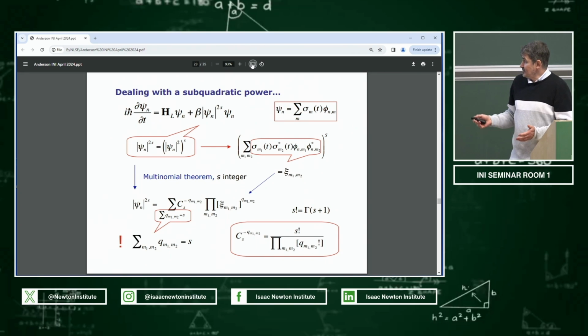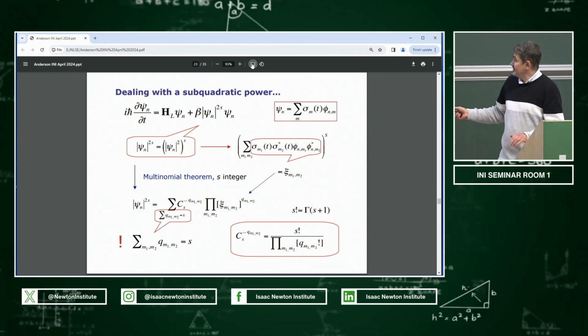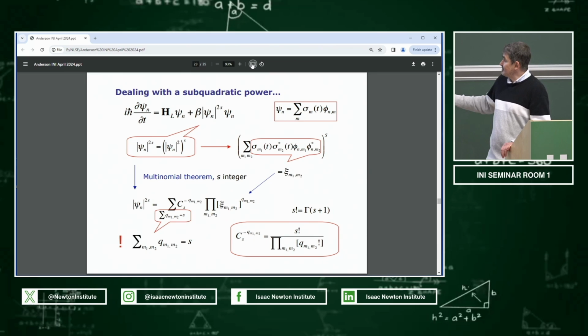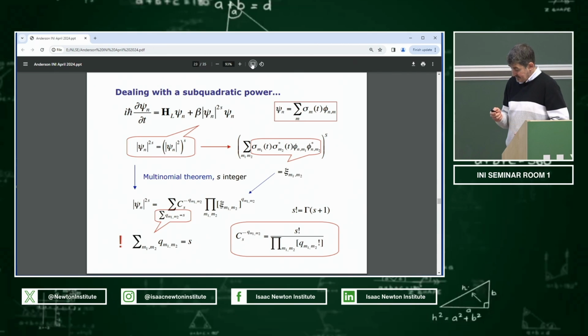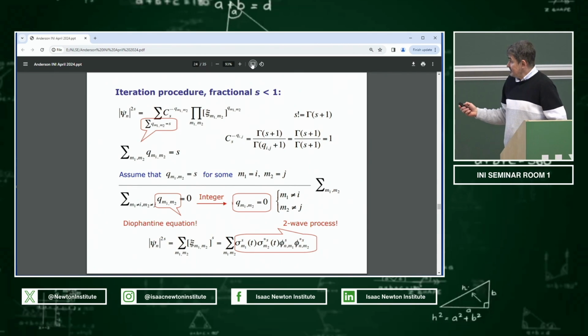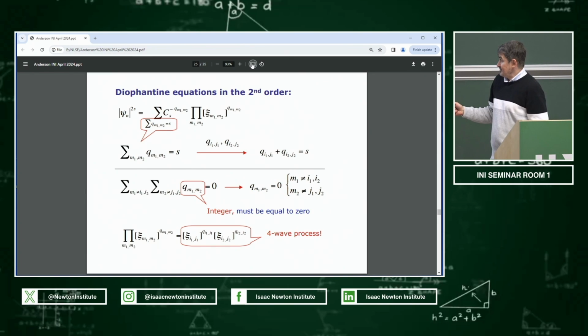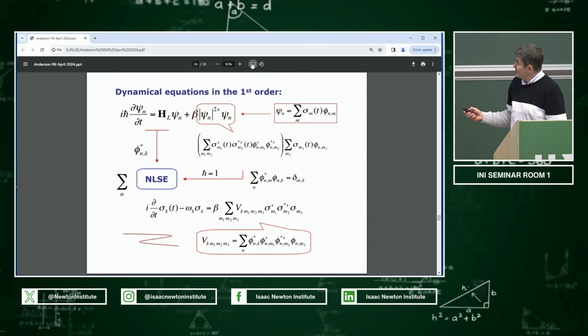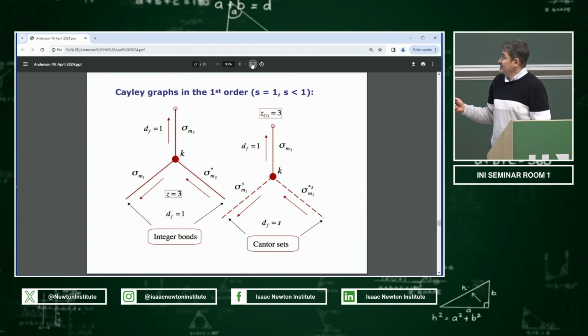The idea is to use a multinomial expansion and propose an iteration procedure: to substitute this fractional power of a series by another series, which is built through an iteration procedure up to infinity. It contains an infinite number of terms. There is some heavy mathematics through which it would be a little messy to go. But the result of this calculation is actually very funny and transparent. It is the following.